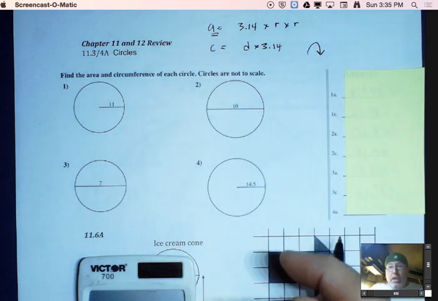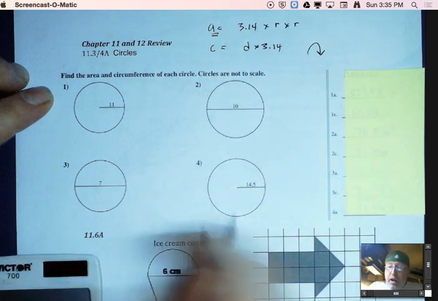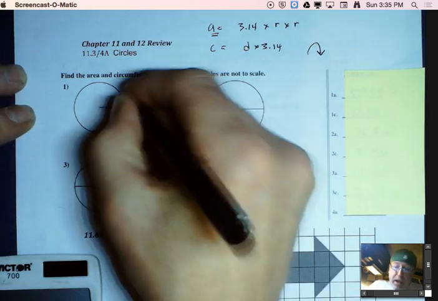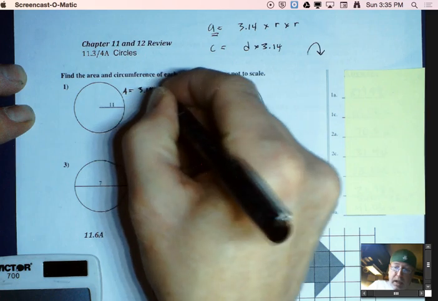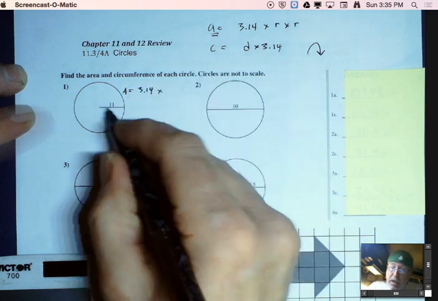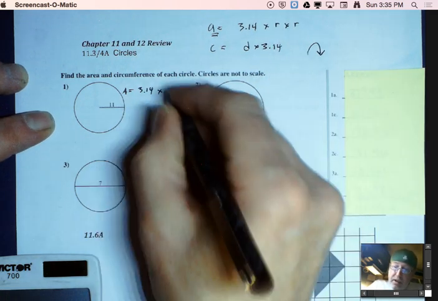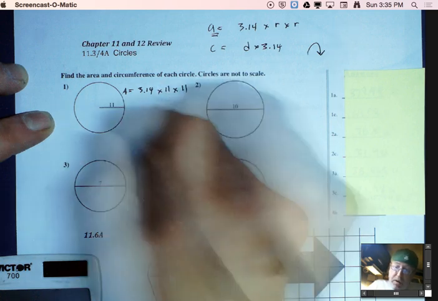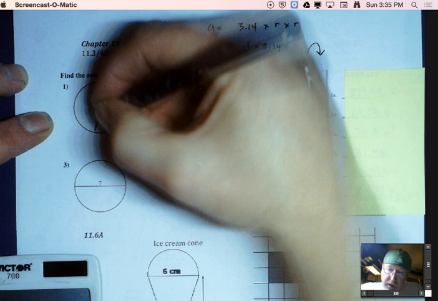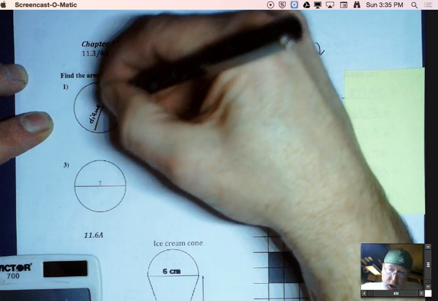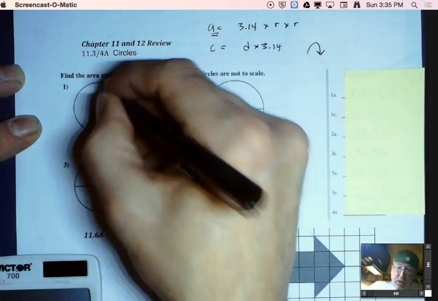All right, let's jump right in. The first one here, we need to find the area and circumference of each circle. So I'm going to write A equals 3.14 times the radius for the area, so that'll be times 11, because remember, the radius is 11, that's the short word. The diameter is the long word. So the diameter here is going to be 22.